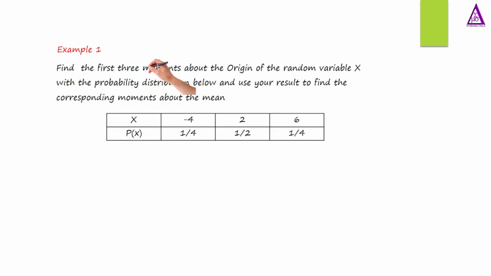Find the first 3 moments about the origin of the random variable x with the probability distribution below and use your result to find the corresponding moments about the mean. We have x = -4, 2, 6. Probability of x: 1/4, 1/2 and 1/4.